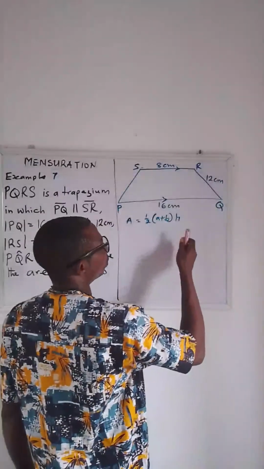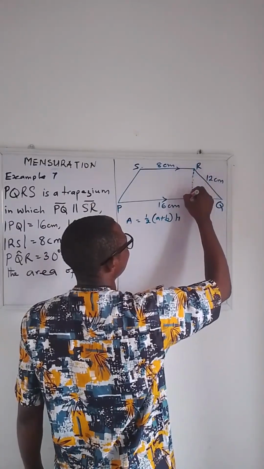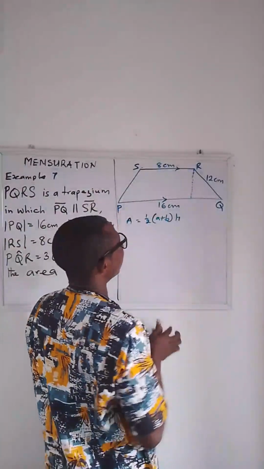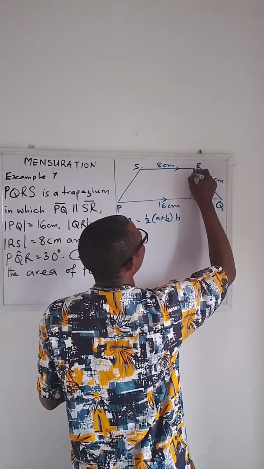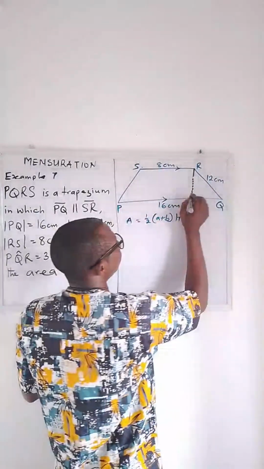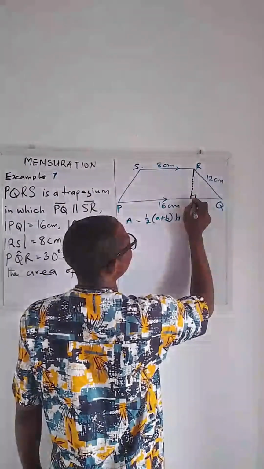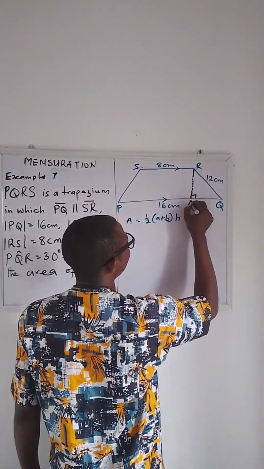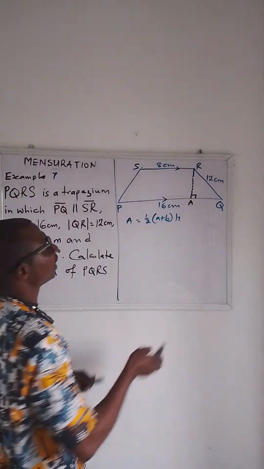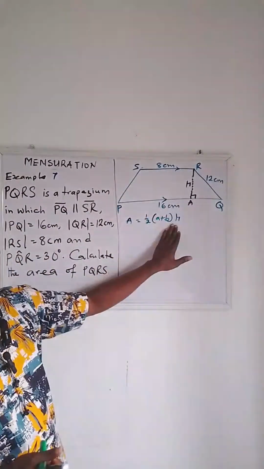Now let's try and construct a line. That line comes down, and it is perpendicular. It's drawn such that it's perpendicular to this length PQ. So that is a right angle. Now let me call this point A. So I need to get this height because that is what I need for this formula.